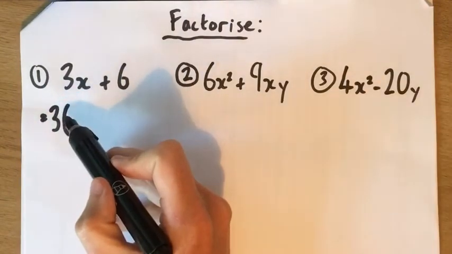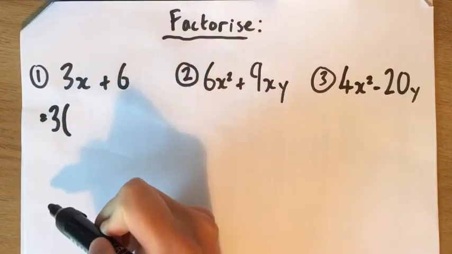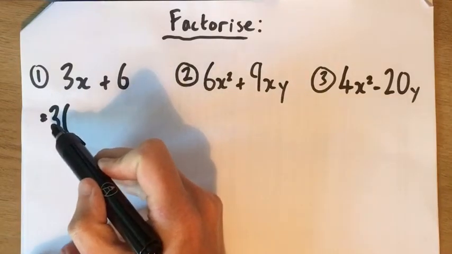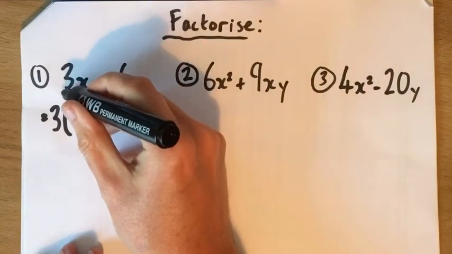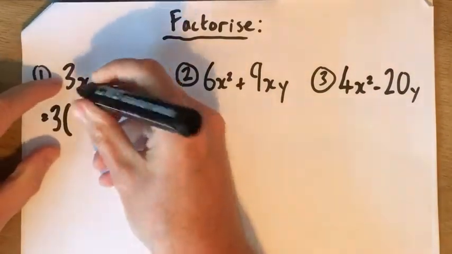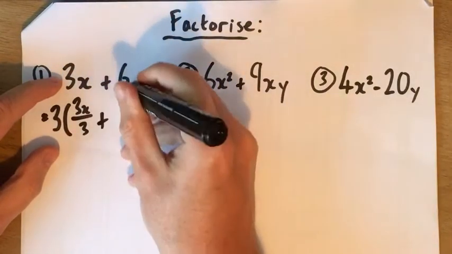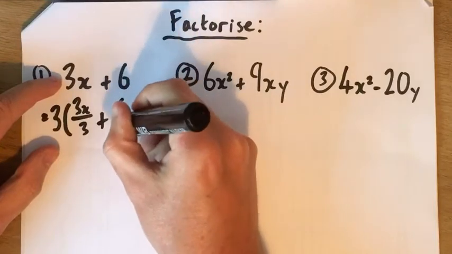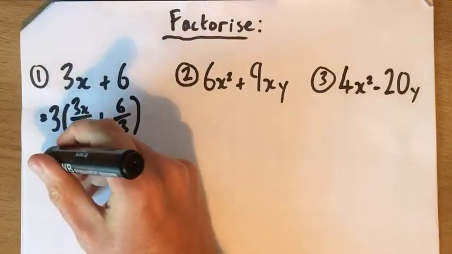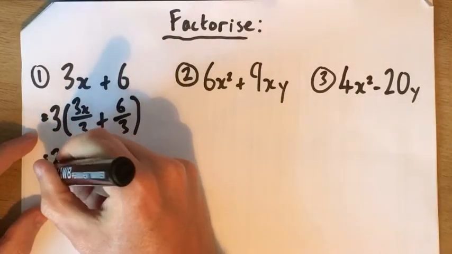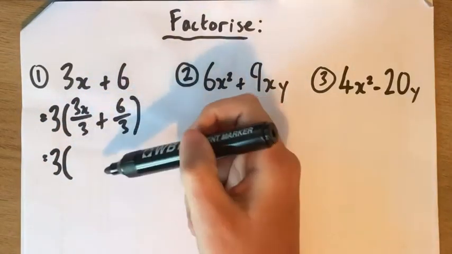Because I'm taking 3 out and multiplying by it, I need to divide both of these by 3. Whatever you take out in front, you're going to divide by that inside the bracket. So it's this term here, 3x divided by 3, plus the other term, 6 divided by 3. On the last line, your answer, the 3 outside the bracket is going to stay the same, and you just do that division inside the bracket.